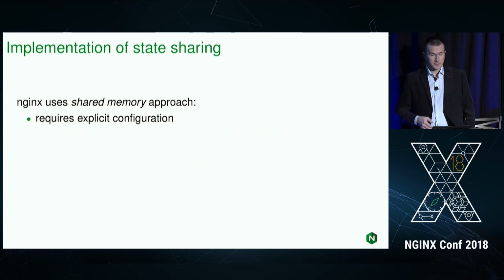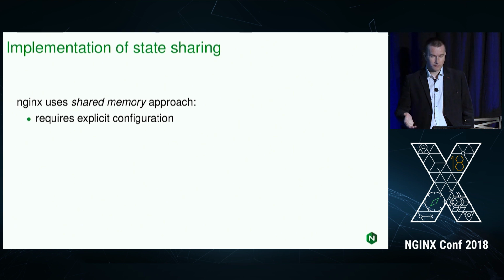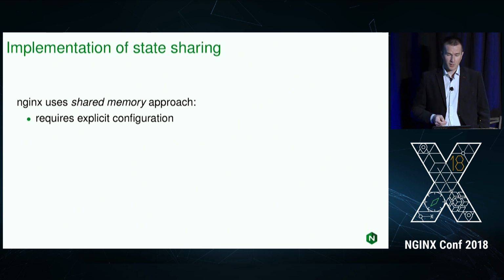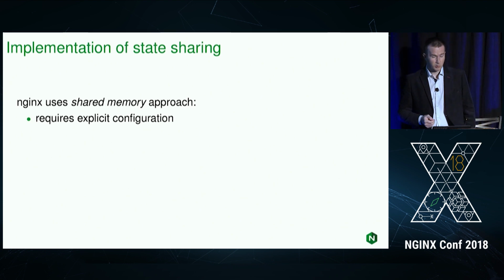So how do we share all this state? Nginx uses a shared memory approach. What is shared memory? It's just a piece of memory that is visible to all processes that use it. The first thing we need to note about this approach is that it requires an explicit configuration. Many of you, I think, can look into your nginx.conf file and find some zone references there. The zone actually defines a shared memory zone, a piece of memory of a finite size that will be shared by all processes that use it.